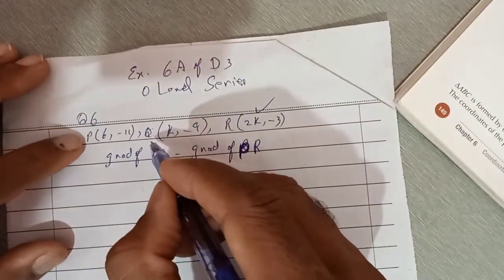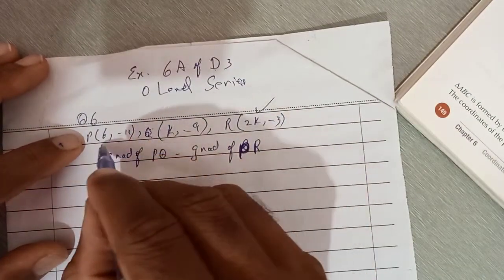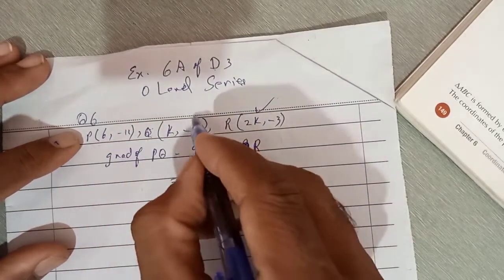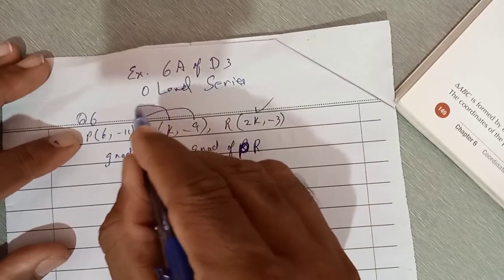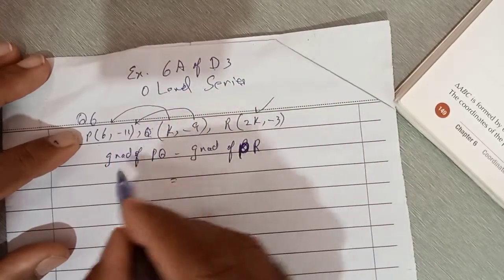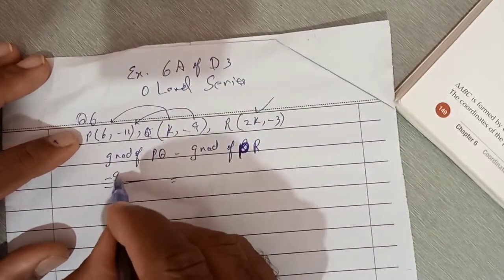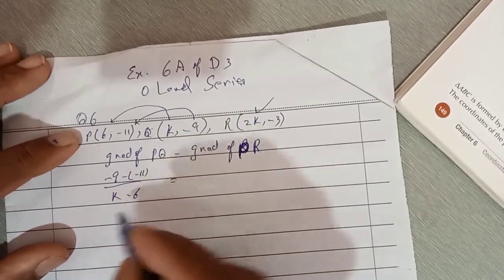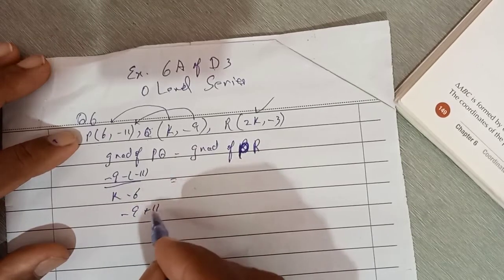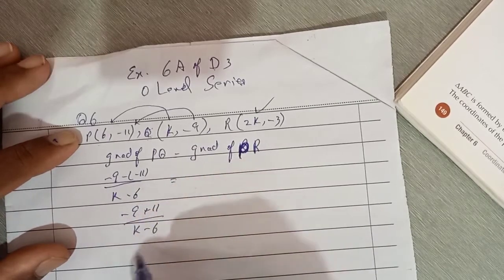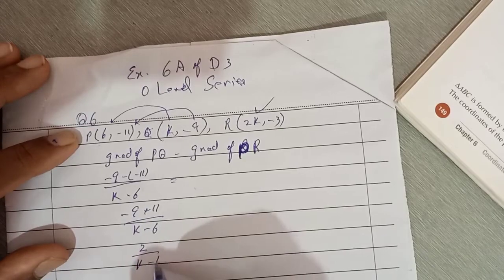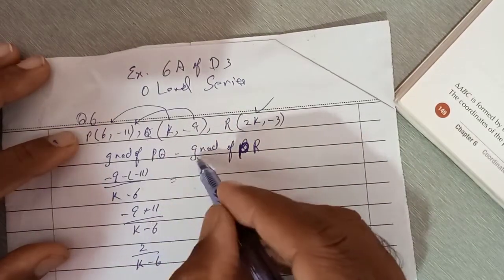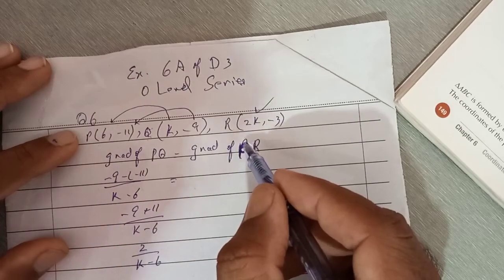This is point P, this is point Q. If I take the gradient of PQ, you have to subtract this from this and this from this. Y2 minus Y1, so minus 9 minus minus 11, over k minus 6. So minus 9 plus 11 over k minus 6, so 2 by k minus 6. So I have found the gradient of PQ, and this is equal to the gradient of PR, which is given in the question.